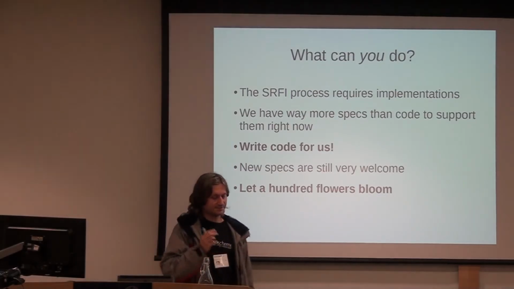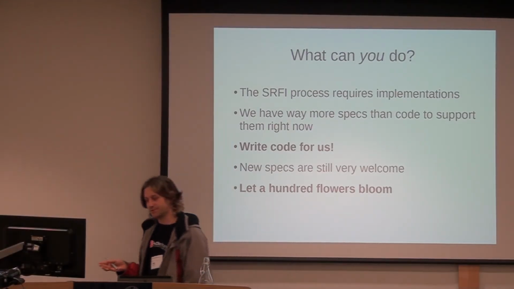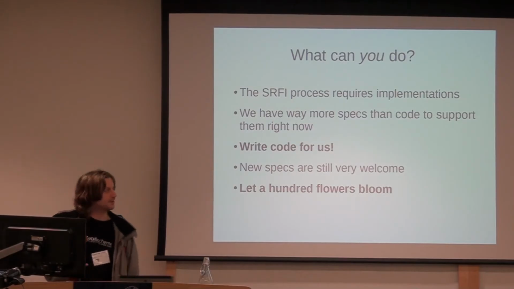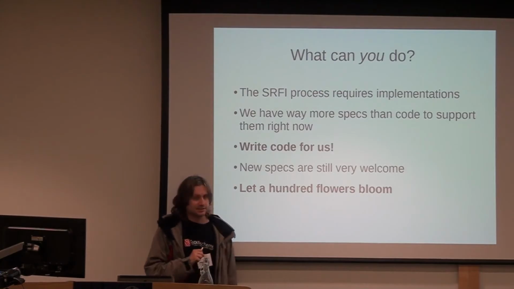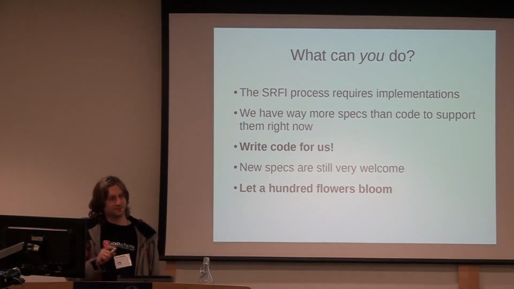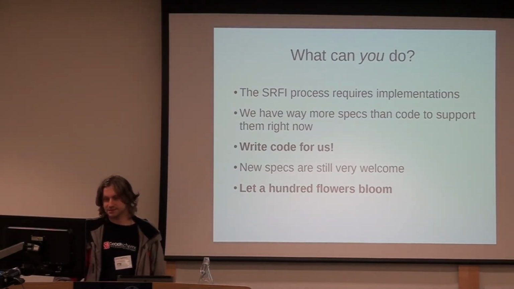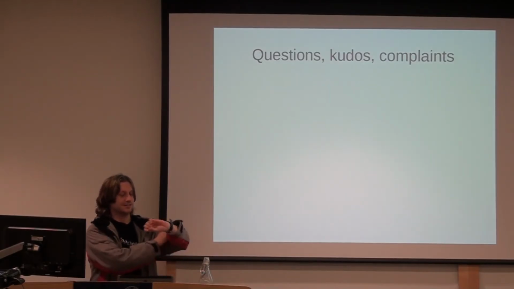Many of these votes you went through in the red edition, there weren't very many options to choose between. More options would be nice. And as he says, let 100 flowers bloom, and then a few of them will survive, and they'll be nice and not the thistles. Any questions? How are we doing for time?